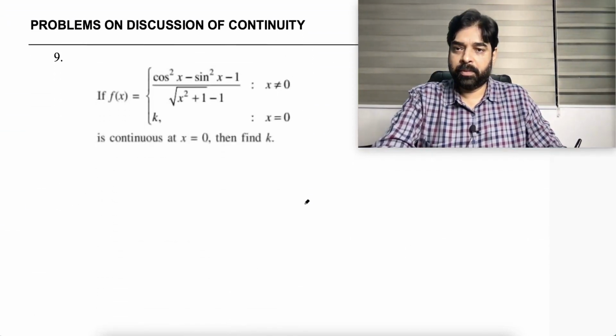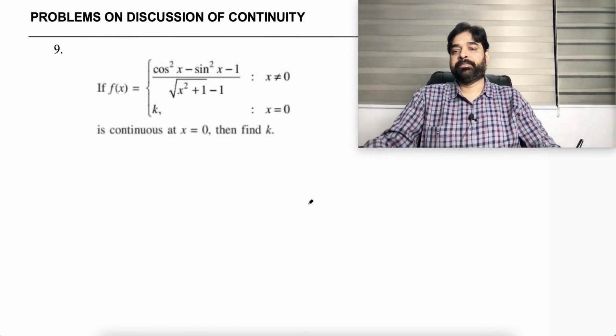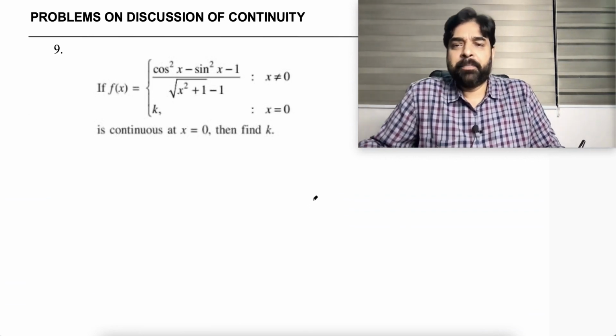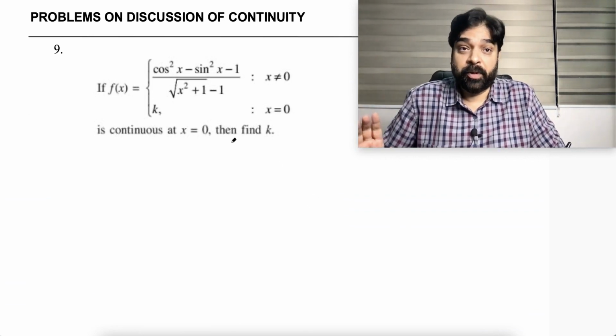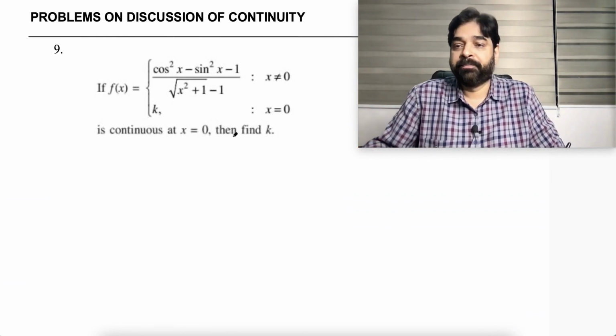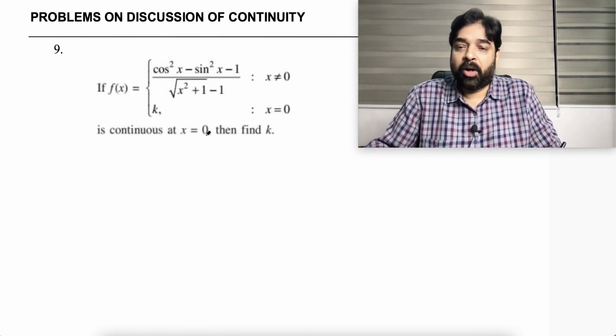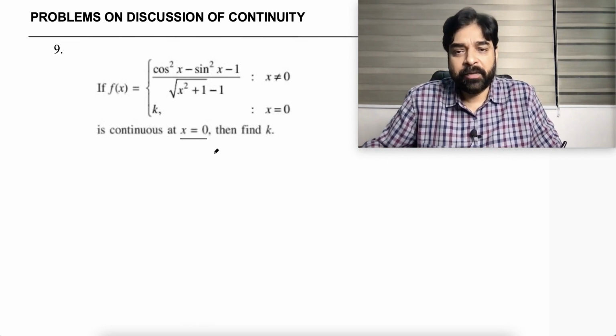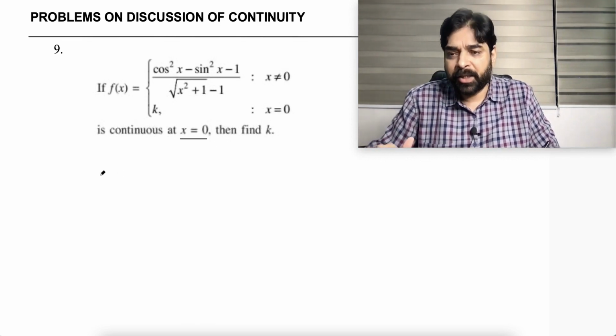So, this is the next question. Right? Very simple question. You should know limits. If you do not know limits, it will be a problem. Now, it is continuous at x equal to 0. If it is already given as continuous, we can directly use it.